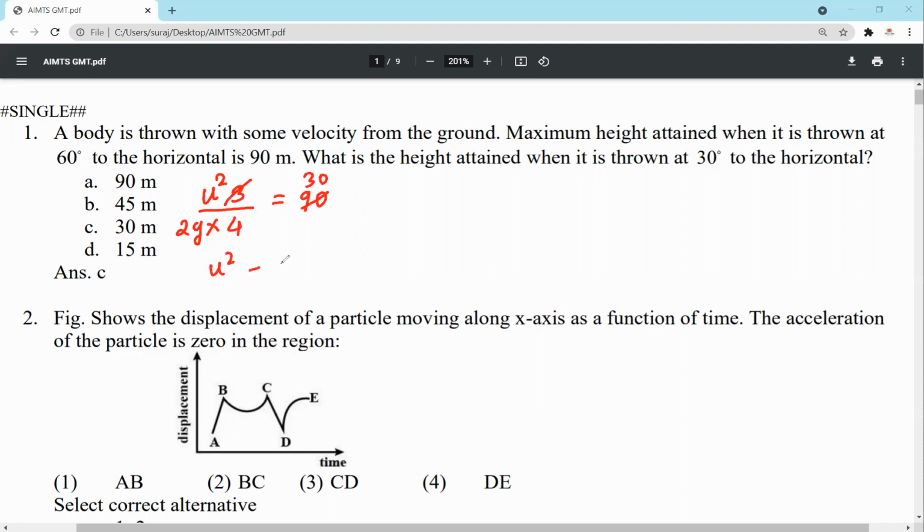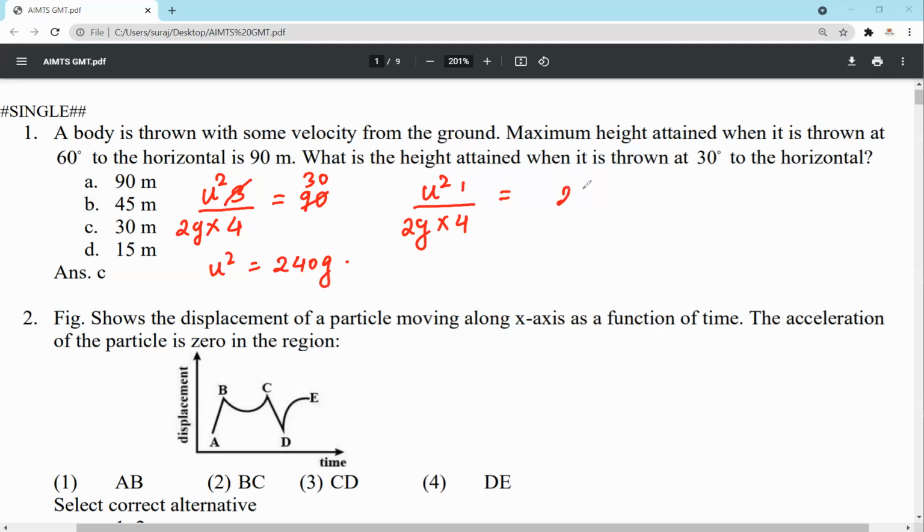U square becomes 240g. Now I'll use this u square in the second case. What is the height attained when it is thrown at 30 degrees to the horizontal? So u square sine square theta, that means sine 30 is 1 by 2. So this is 1 by 4 into 2g.